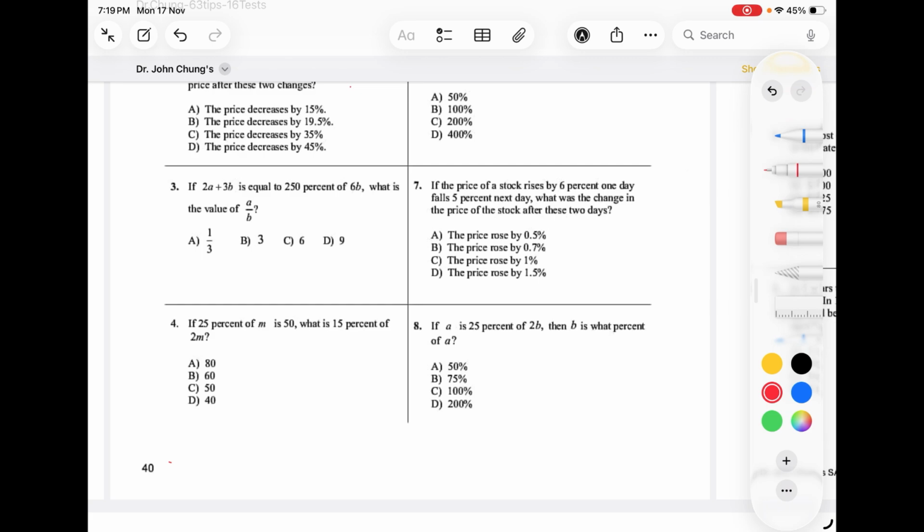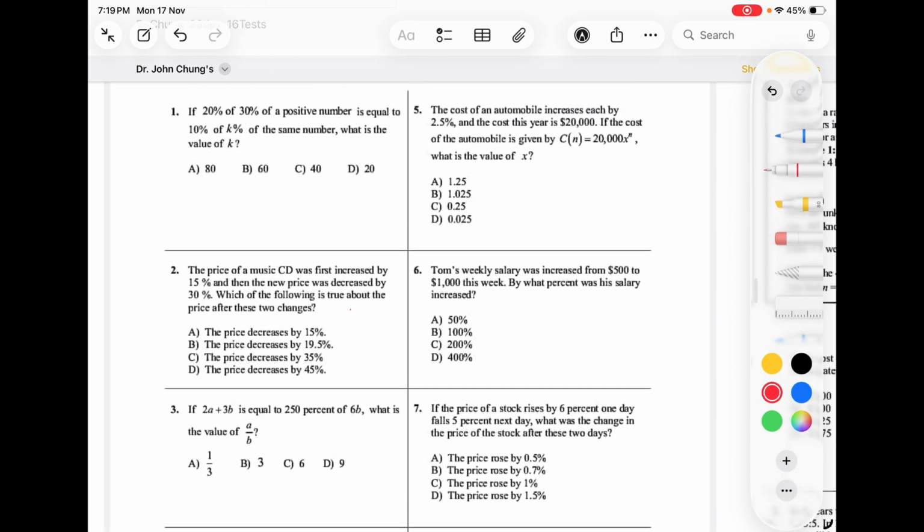If 25% of m is 50, what is 15% of 2m? 25% of m is 50. It means m is equal to 200. So 2m will be 400. We need to find 15% of 400. Yes, it's 60.